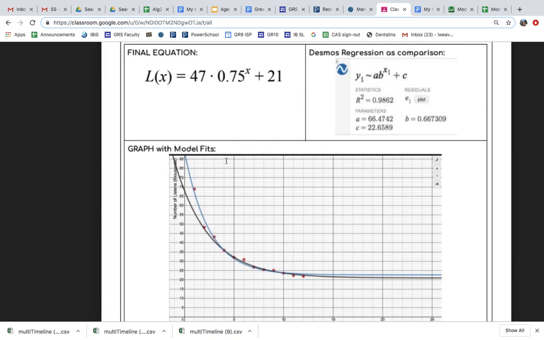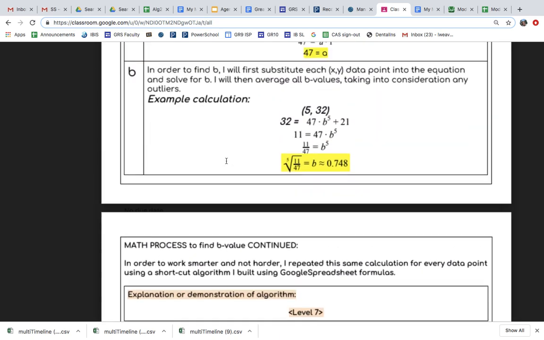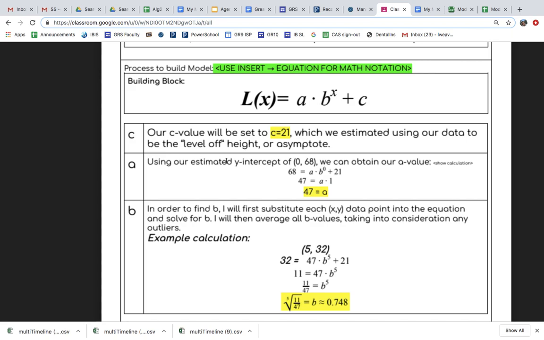So the big goal for this video and for today is to really work on building an equation from the beginning, a times b to the power of x plus c, that fits your data well.